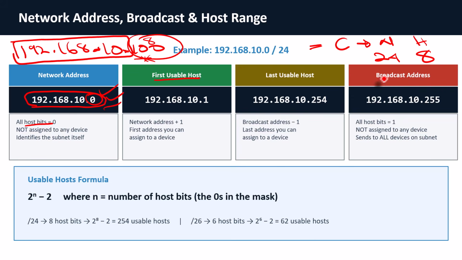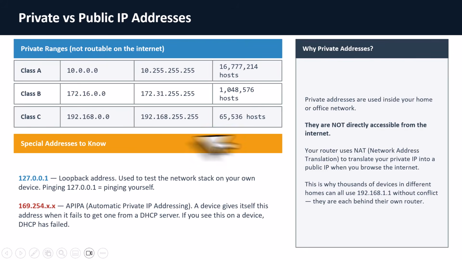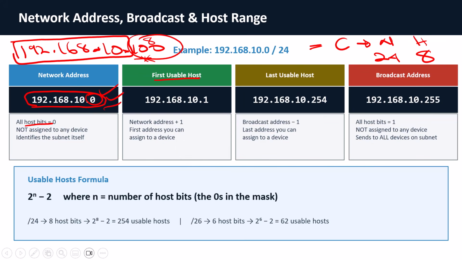Now, what is a broadcast? The broadcast is the address which is the last in our subnet, the last on our network. So think of the network address as the firstborn and the broadcast address as the last born. It is used whenever we want to send a message to all devices on the network. That is why we never assign it to a device.